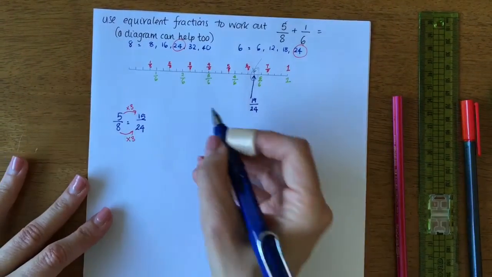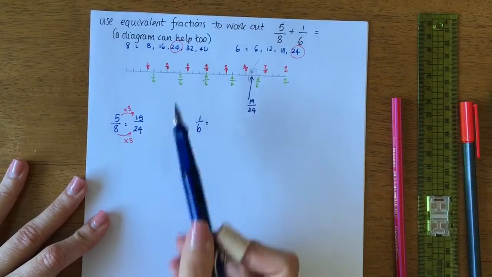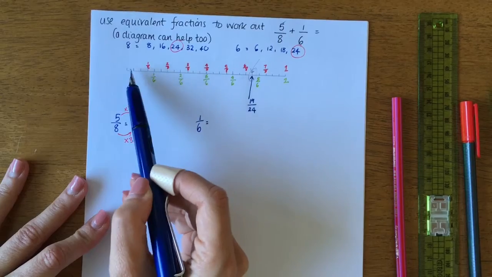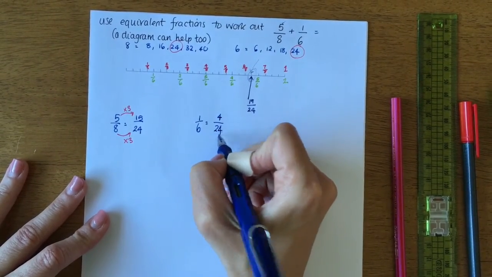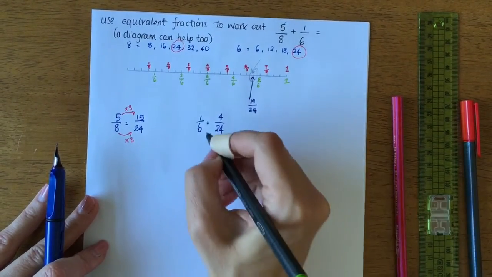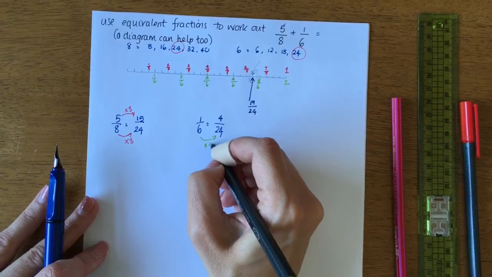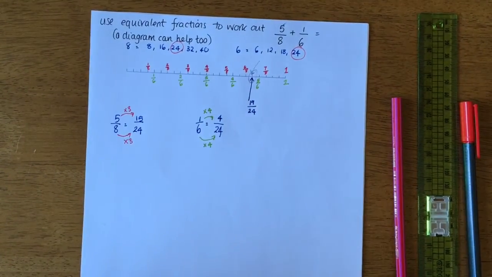Now 1/6, we want to find the equivalent fraction there. So 1/6 is just this bit here, so it's 1, 2, 3, 4 out of 24. Again, I can use my little trick. I know that 6 goes into 24 4 times, so I would times by 4. Remember, whatever you do to the denominator, you do to the numerator.